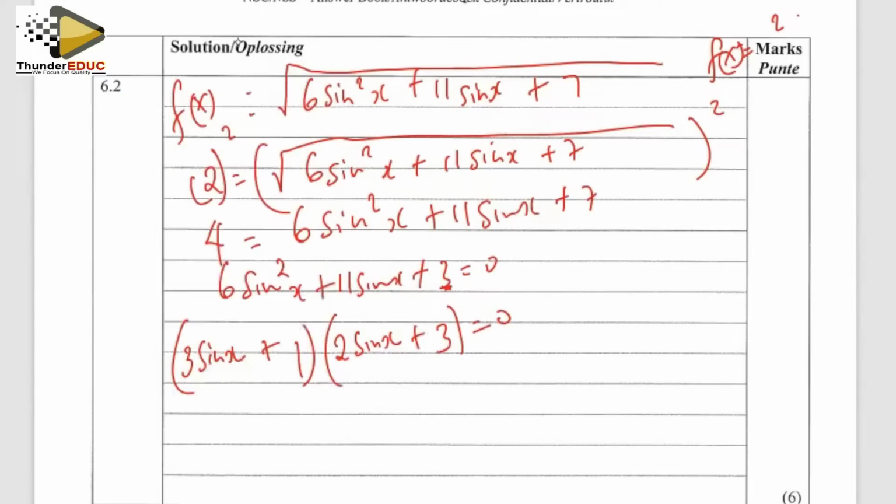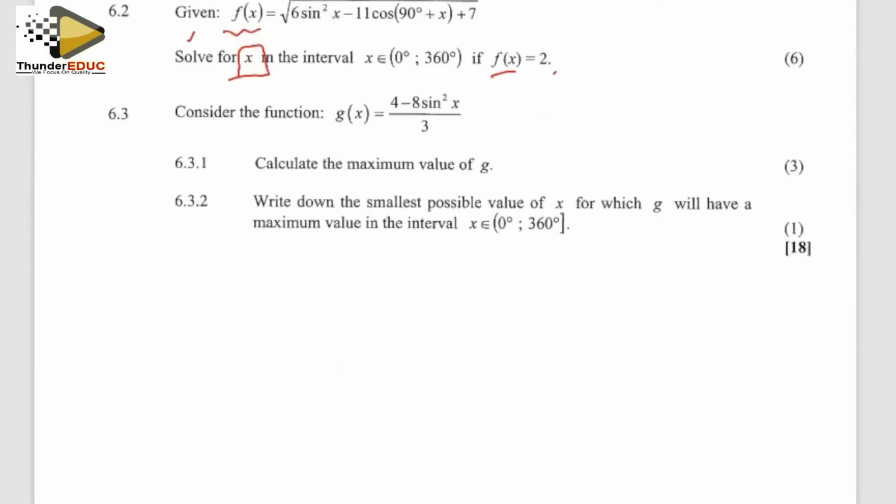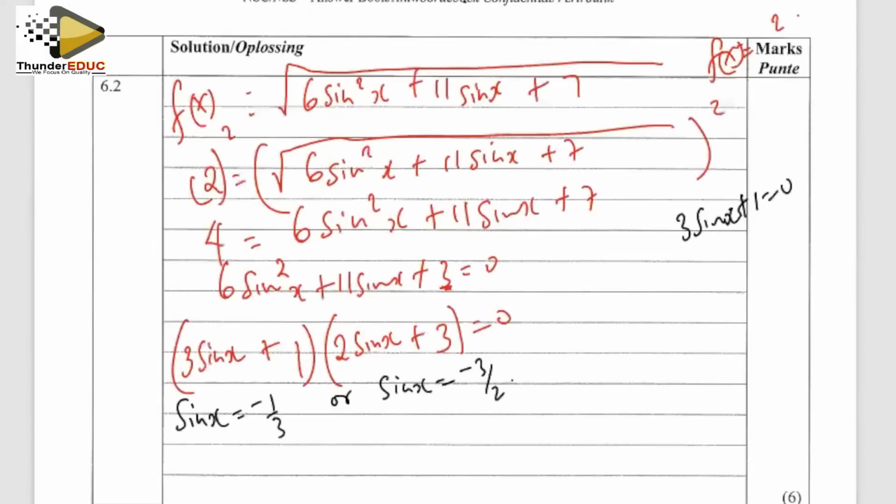All right. So if I equate this to 0, okay, I get 3 sine x plus 1 is equal to 0, which means the sine x is going to be negative a third. Or the sine x is going to be negative 3 over 2. Then I can use, remember, it is more like general solutions, okay? Do I need to use general solutions, really? Not really. Let me just find the reference angles, okay?